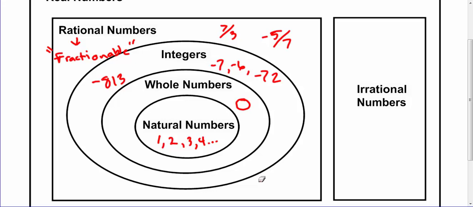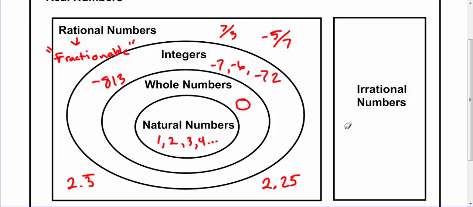But sometimes we see them other ways too. We might see 2.25. A decimal that either ends or repeats would be rational. Or maybe 2.3 repeating. The 3 repeating tells me that that's actually 1/3. 0.25 is 1/4.